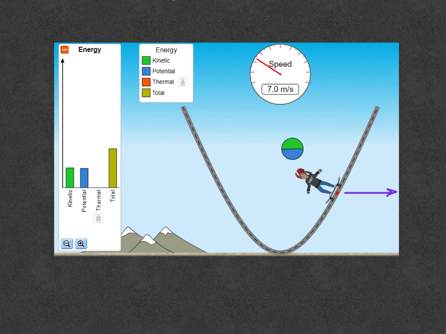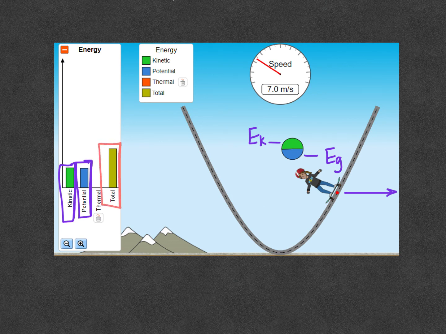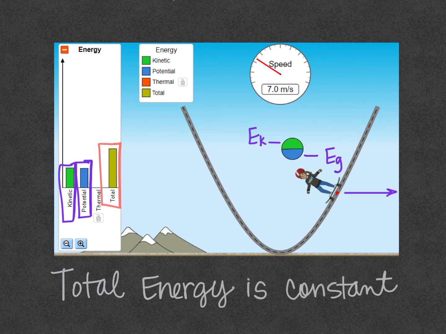So you may notice that at this point there are nearly equal amounts of both the blue energy, which is the gravitational potential energy, and the green energy, which is our kinetic energy. Now notice that the total energy of the system remains constant. And this is an important concept, that the total energy of our system is constant.